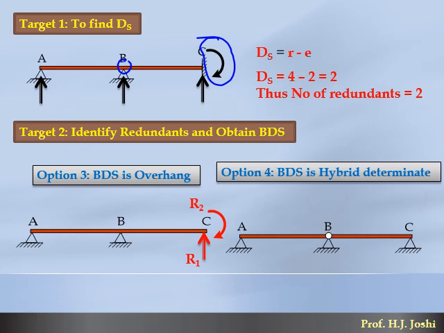Right? Now after removing the redundants, the structure is shown like this. R1 is the internal redundant and R2 is the external redundant. Important point to note: for internal redundants, we have to show the redundants in pairs, because internal values are always in pairs, equal and opposite to each other. So this is the part we have to learn, how to find out DS and how to find out redundants.